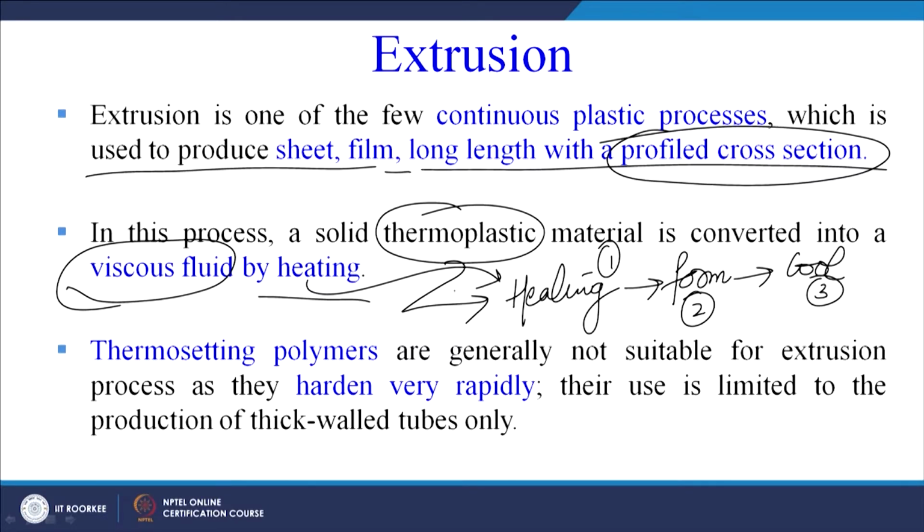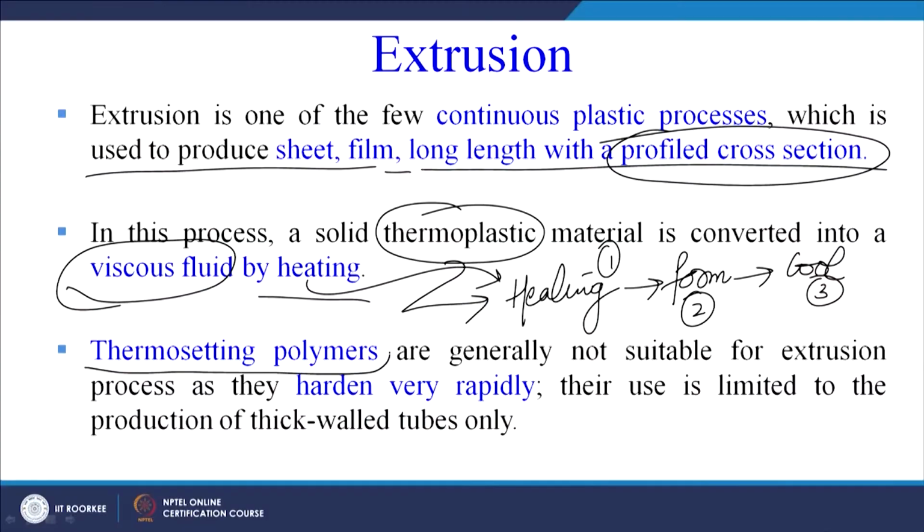We have to give shape, we have to give profile to the product that we have to make, as per the design. Then finally we have to allow it to cool. So thermosetting polymers, which is another category of polymers, are generally not suitable for extrusion process as they harden very rapidly. Their polymerization process, or what we call curing, is different from the molding of the thermoplastics.